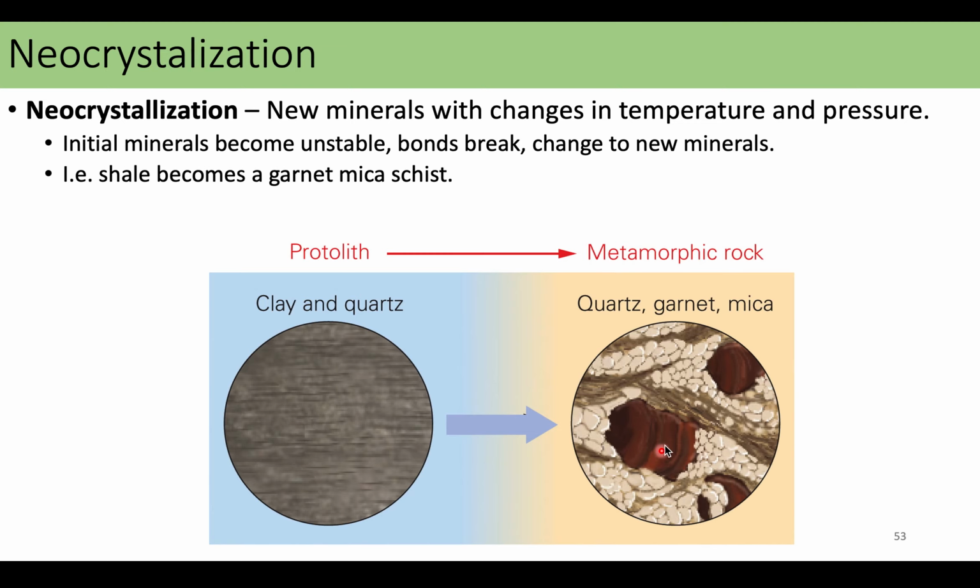If you remember, that is the red mineral that often forms with neocrystallization. So under intense metamorphism, you can have a shale rock become what we call a garnet mica schist because it is a schist made up of garnet and mica. A schist is a type of metamorphic rock, which I will get to towards the end of this lecture.